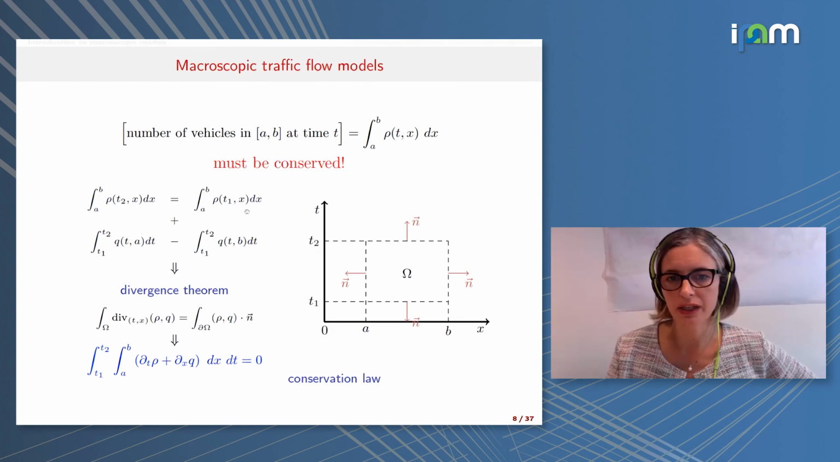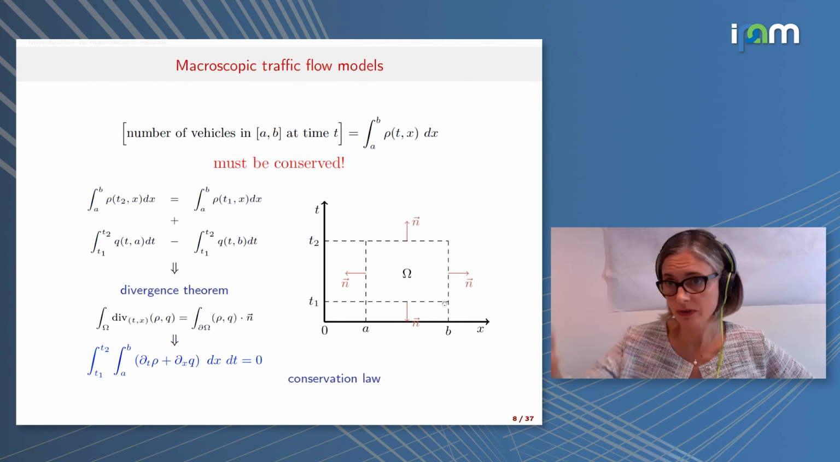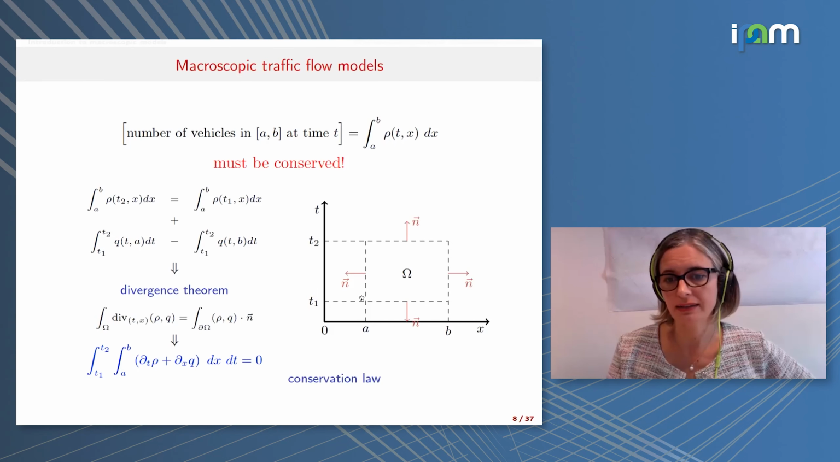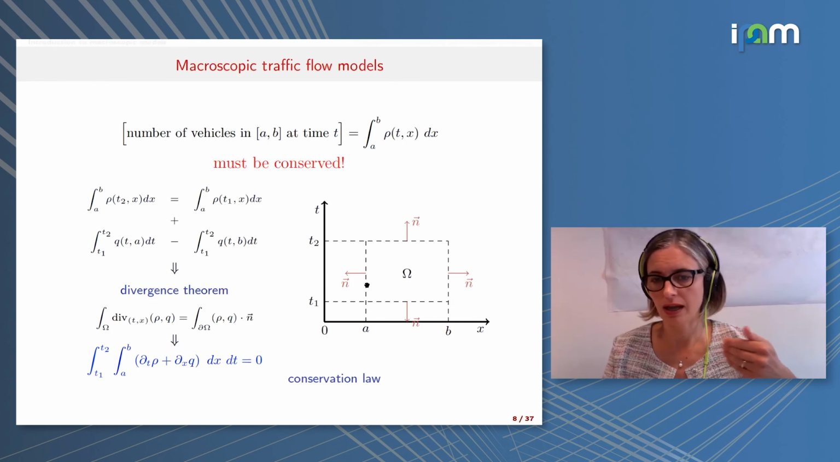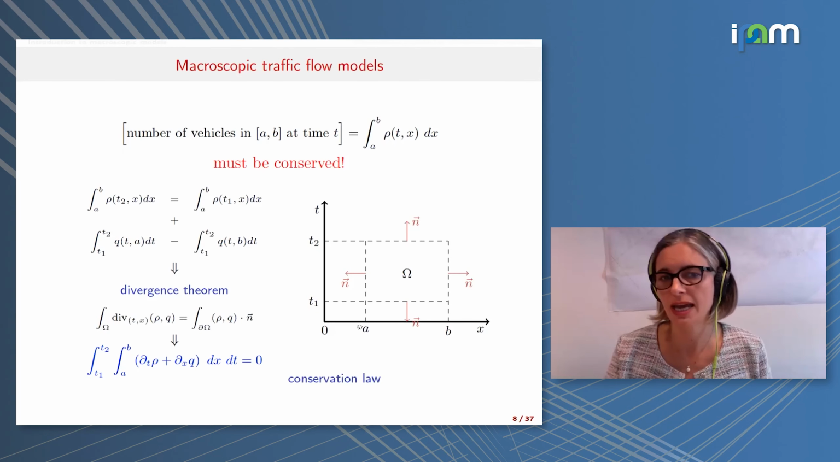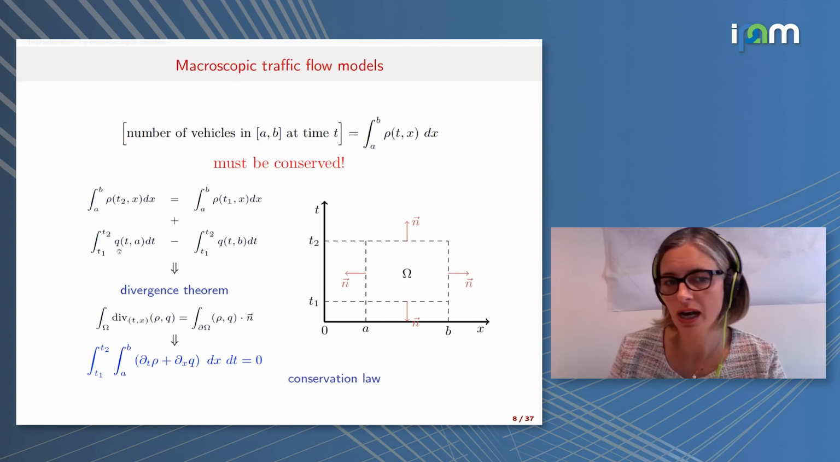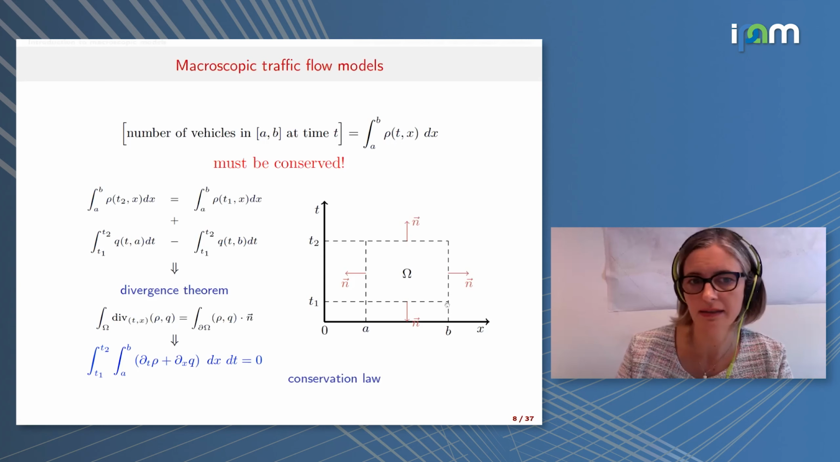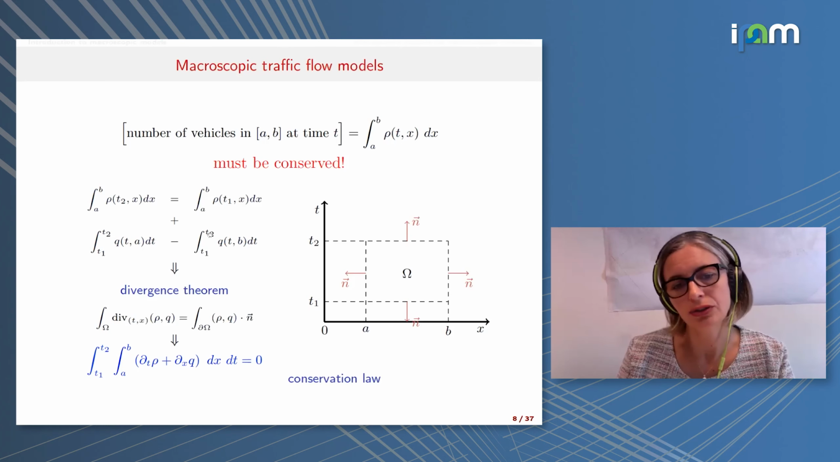the number of vehicles that were present on the road at the previous time, T1, plus the number of vehicles that entered the road at the upstream point, which I denoted by A, given by the integral of the flux on the time interval T1, T2, minus the vehicles that exited the road at the point B, on the downstream point. And that's again the integral of the flow at the point B.